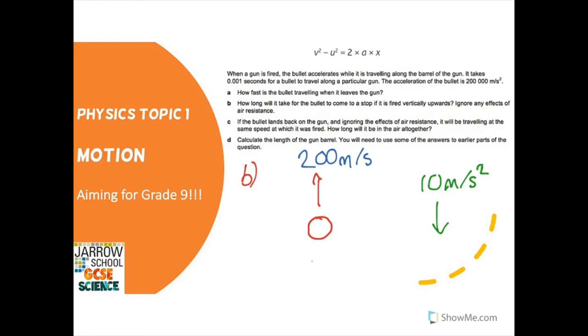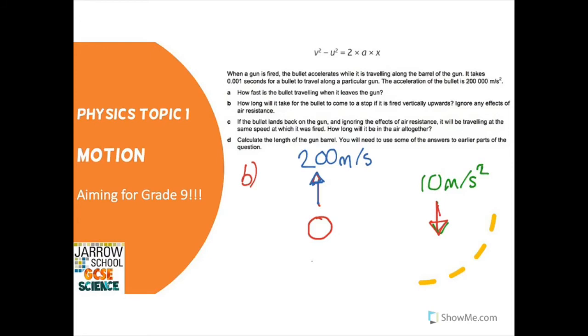So gravity has an acceleration downwards. Acceleration, remember, is a vector quantity, it's got a direction. The velocity of the bullet is upwards. So how long would it take for the bullet to come to a stop? Have a go now.